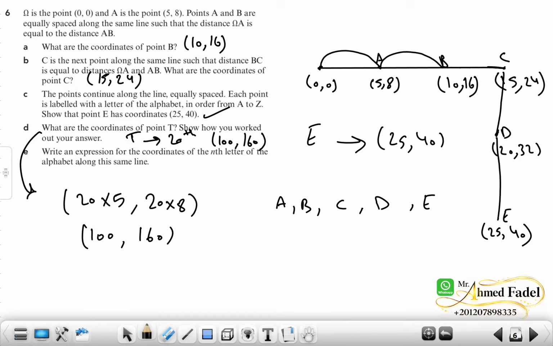The last question is to write an expression for the coordinates of the nth letter. The nth letter, that means you're multiplying n by 5 to find the x, and we multiply n by 8 to find the y.